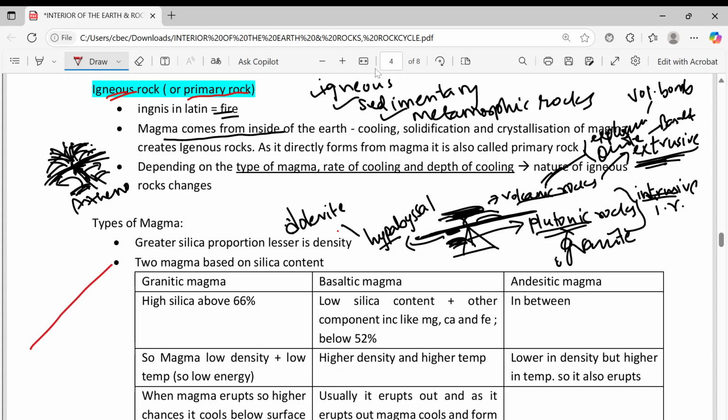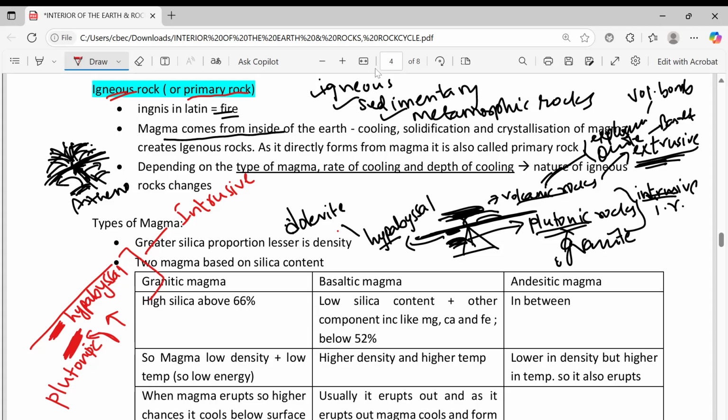So this is the surface. Here when lava is coming, sometimes it settles deep and forms rocks. These are plutonic rocks. Sometimes it settles just below the surface. These are hypabyssal. These two together we call what rocks? These two together we call intrusive rocks. Intrusive means inside, you can say.